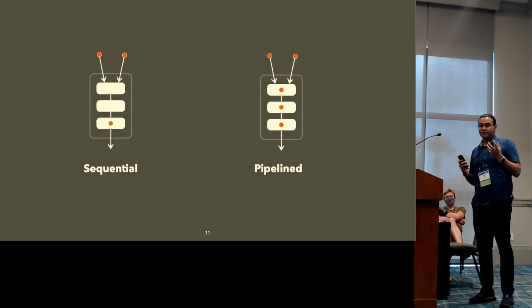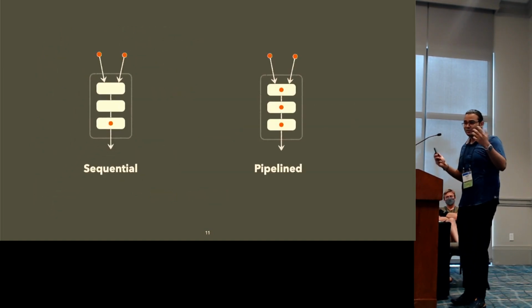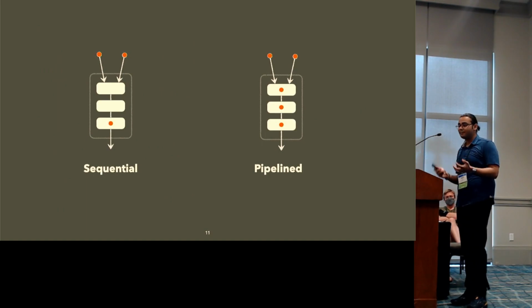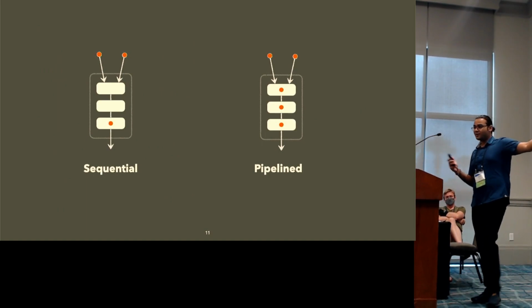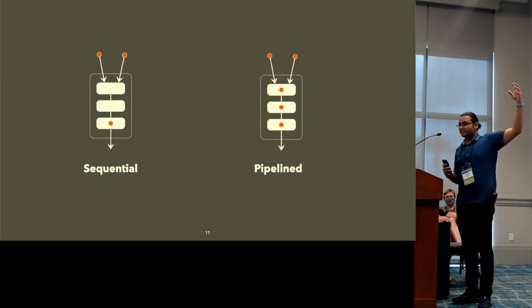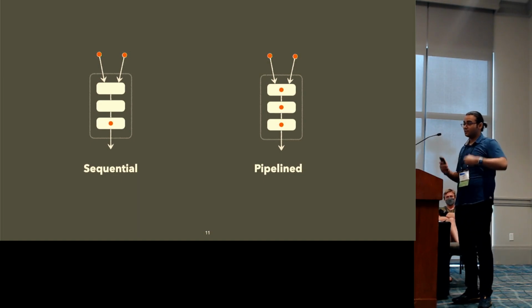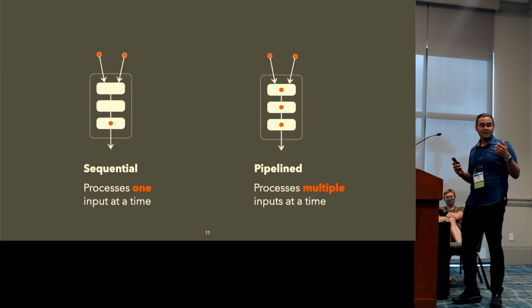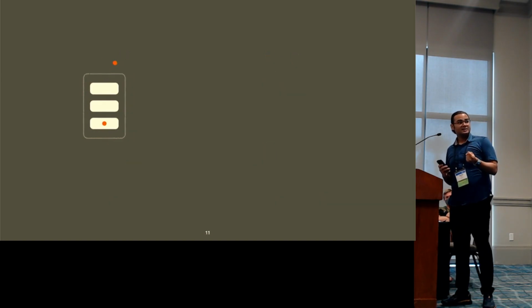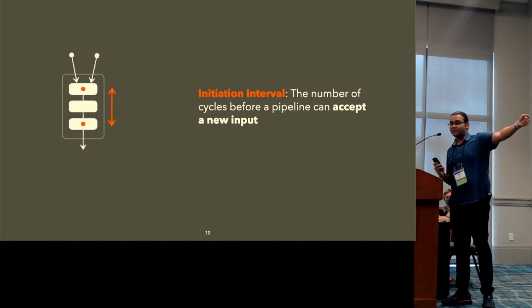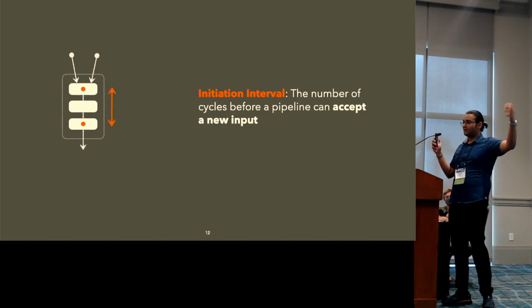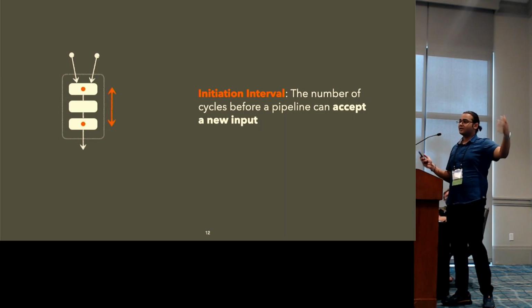The second thing that Filament does, and we all have to do when we're building fast hardware, is we have to think about pipelining, right? Normal sequential designs have to wait to process an entire input first before they can process new inputs, but of course in hardware design, we want to pipeline things. And so one other thing that Filament does is it captures this property called the initiation interval, which again is the number of cycles you have to wait before you can accept a new input.